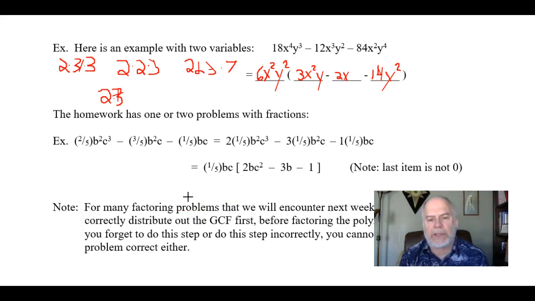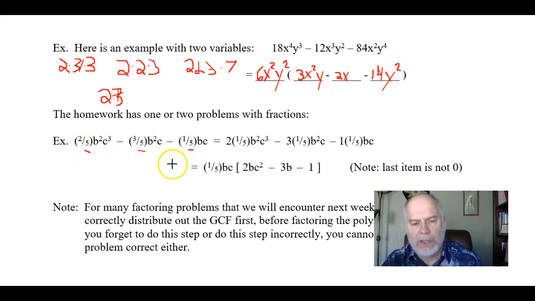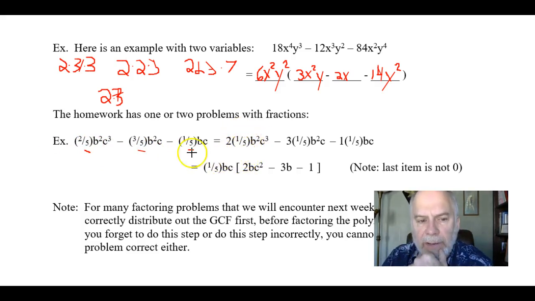Now, there's 1 or 2 problems in the homework that have fractions, and so let me show you how you can do this. Now notice that the denominator in each of these fractions is 5. You have a denominator of 5 for each of these fractions. So that tells me that you could distribute out 1/5. Now you need to realize that 2/5 is really 2 times a fifth. 2 times 1/5 is the same as 2/5. So I could think of this as 2 times 1/5. And 3/5 I could think of it as 3 times 1/5. And 1/5 could be thought of as 1 times a fifth.